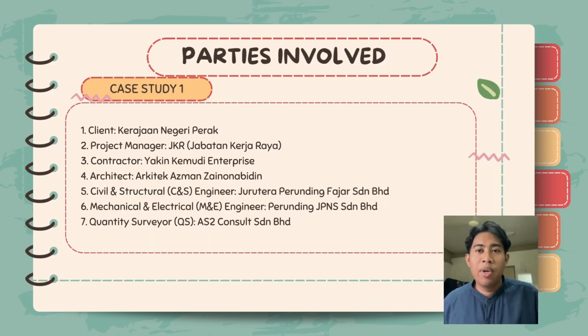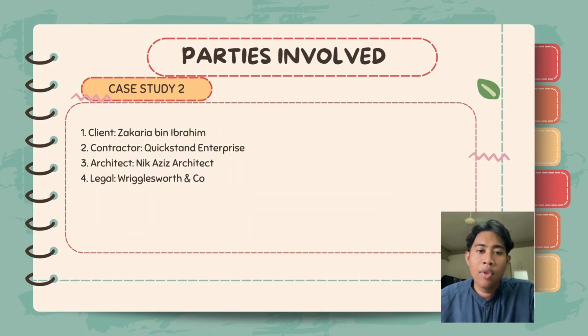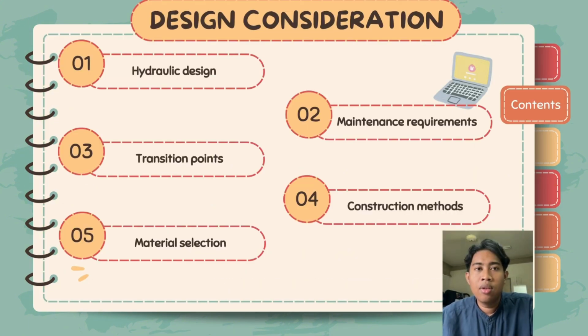Okay, now we go to the parties involved in case study 1, which is client Kerajaan Negeri Perak and the contractor is Yakin Kemudi Enterprise. Okay, for the second case study, the parties involved for the client is Zakaria bin Ibrahim and the contractor is Quickstand Enterprise.